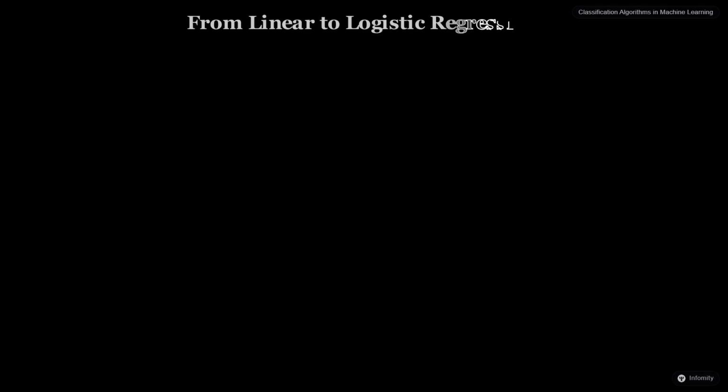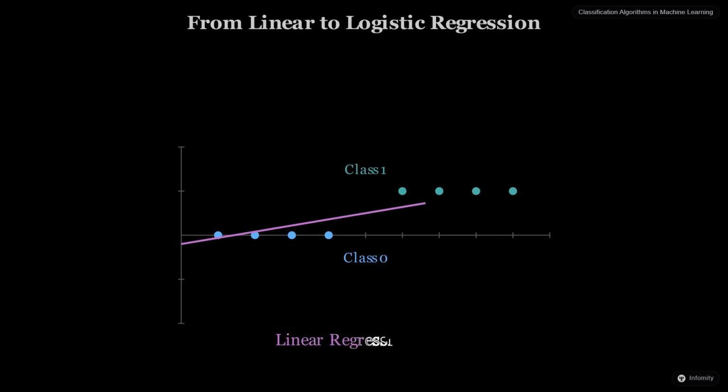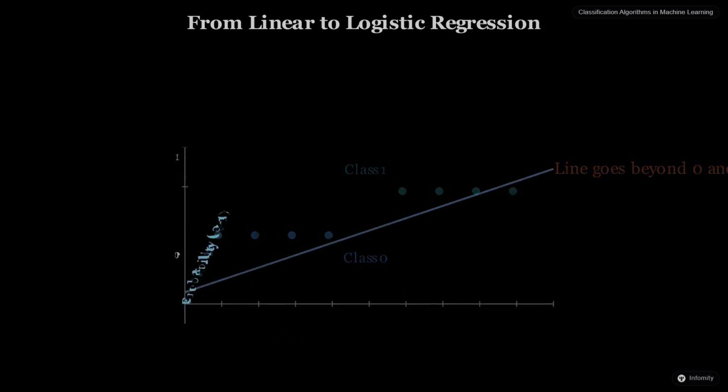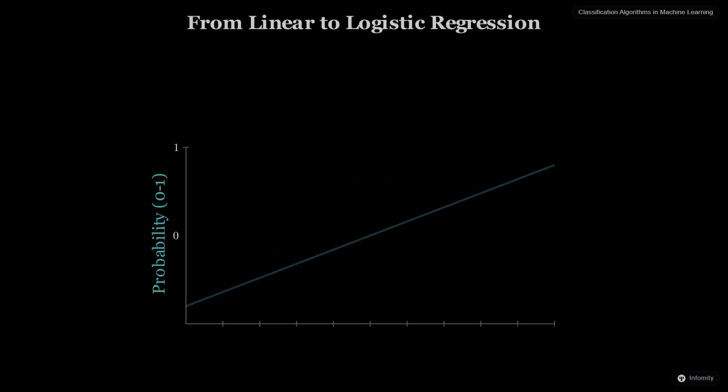Now, let's turn our attention to logistic regression, which, despite its name, is a classification algorithm. You might be familiar with linear regression, which predicts a continuous numerical output. If we try to use linear regression for classification, say predicting 0 or 1, it doesn't work well. The linear model can output values far outside of 0 and 1, which don't make sense for probabilities or class labels. We need a way to squish the output of a linear equation into a probability-like range, specifically between 0 and 1, so it can represent the likelihood of belonging to a certain class.